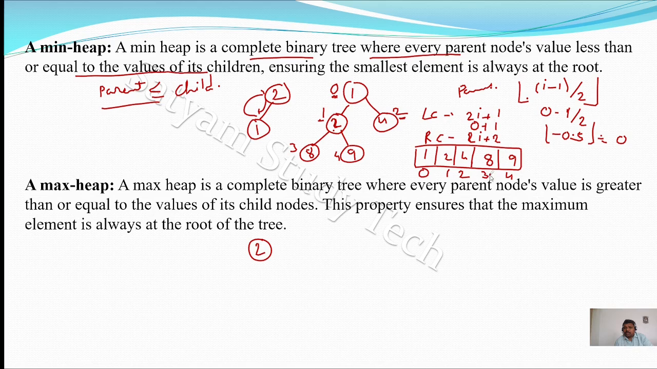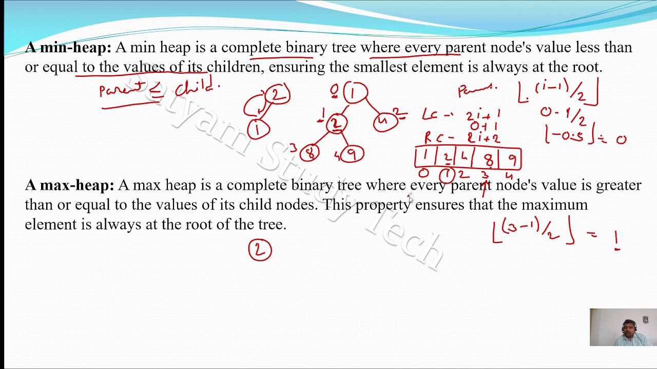So here also you can see, for example, if you want to find the parent of this one, how to find the parent of 8? Now you can see here it is 3, right? So how to find the parent of 3? Here the I value is 3, right? So 3 minus 1 by 2, that is equal to 2 by 2, that is 1. Here you can see this is the parent. Now this is the 1, this is the parent. So the parent of 8 is 2, right?